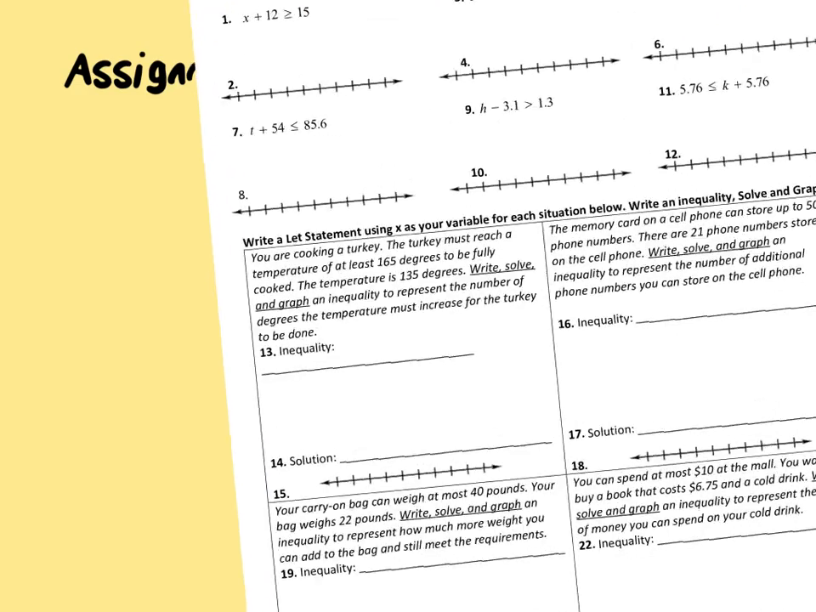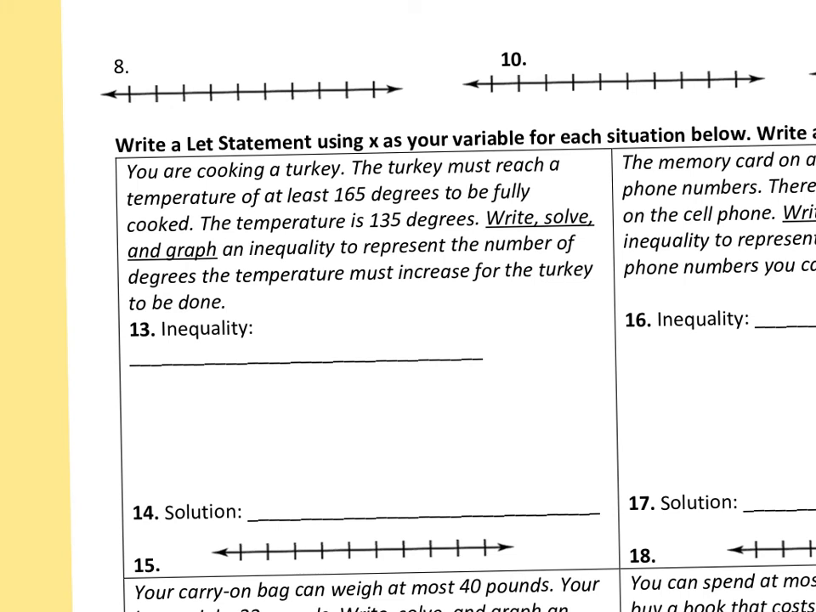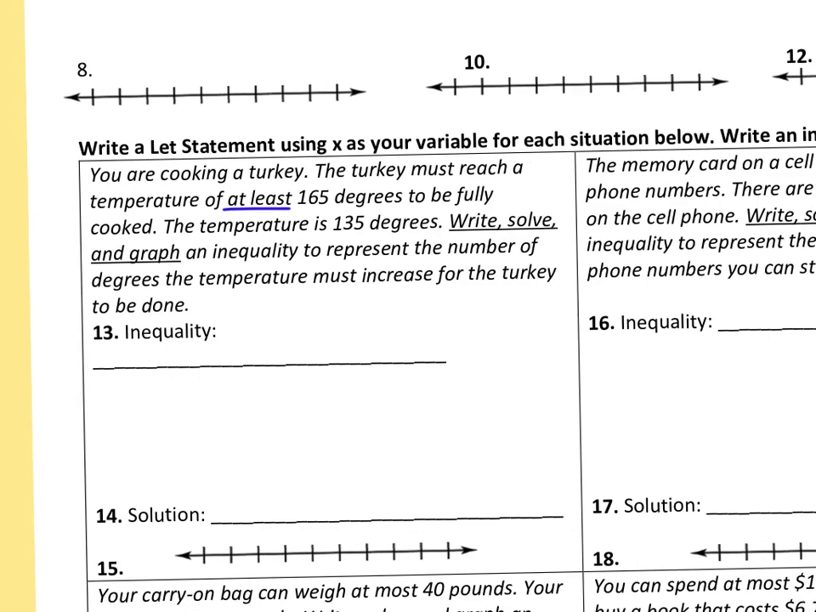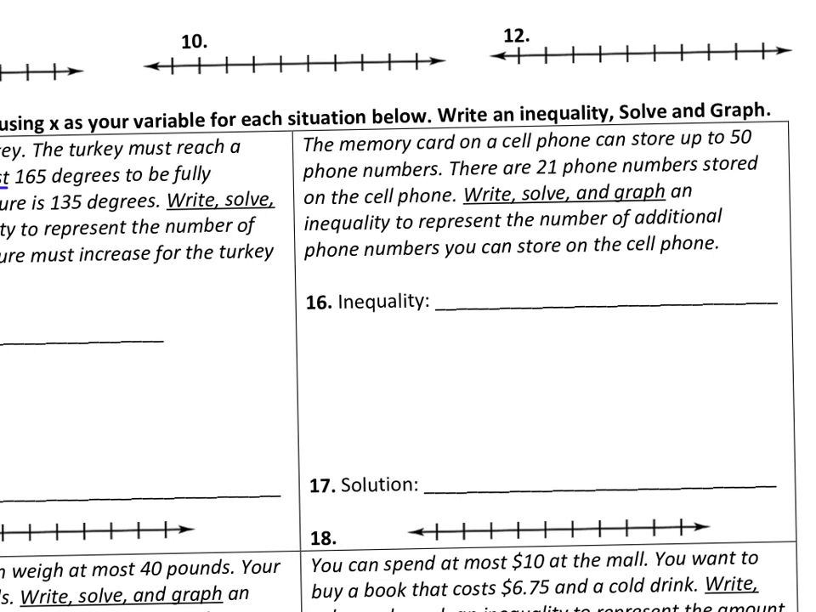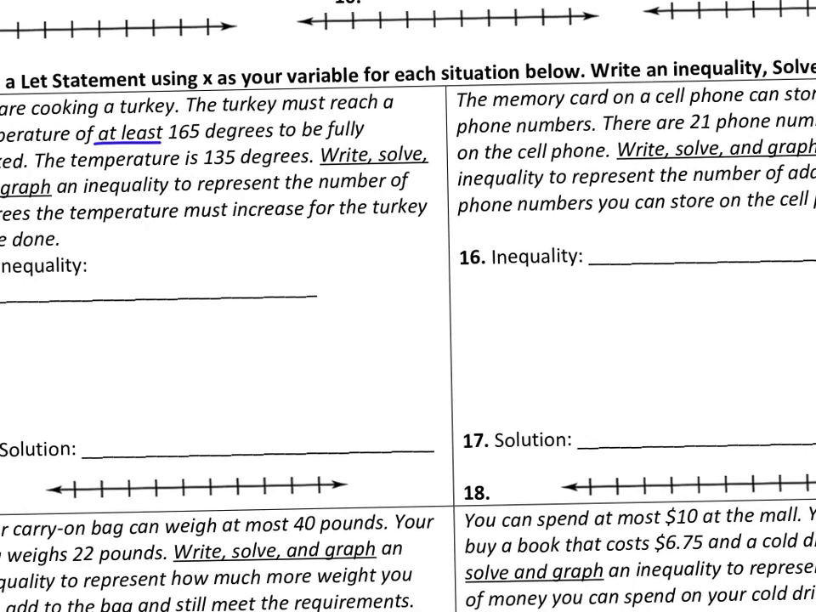Now, word problems, turning those tricky words. And again, I'm going to tell you this: you have a cheat sheet on your Go Formative. You have a cheat sheet in your journal. You can use that to help you out here if you need to. And I'm going to underline the words that are what we're looking for here. At least. That's the word you want to look for there. Let's see here. Can store up to. Okay, that one might throw you a little bit, but think about it logically. A memory card on a cell phone can store up to 50 phone numbers, and there's 20 phone numbers stored on the cell phone. I think you can do that one if you try it.